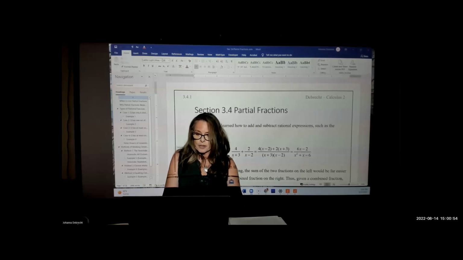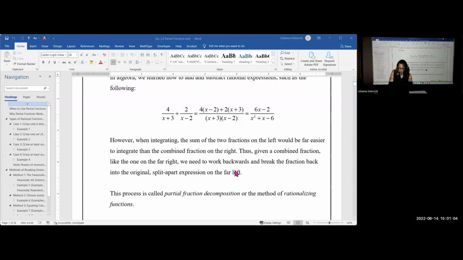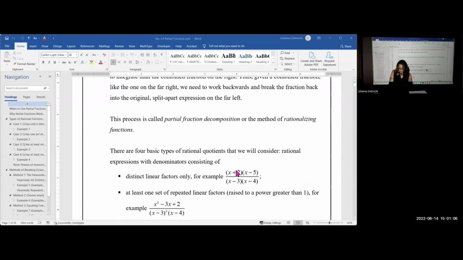I'm going to share my screen with you so that you can see more easily what I'm looking at. You should now be looking at my lecture notes for this section.